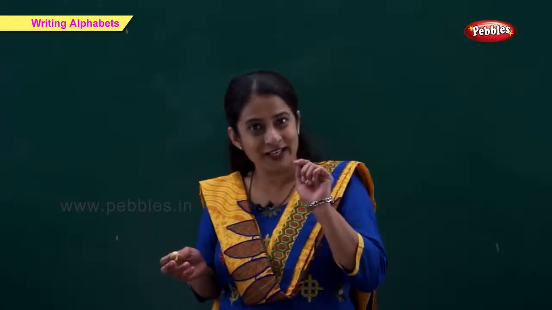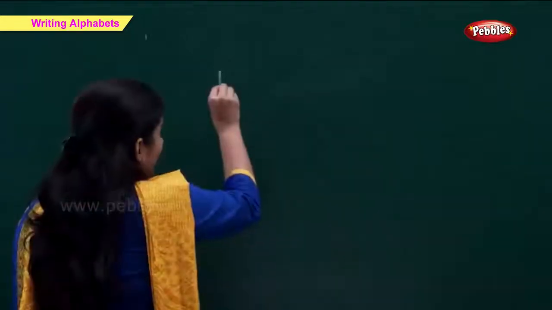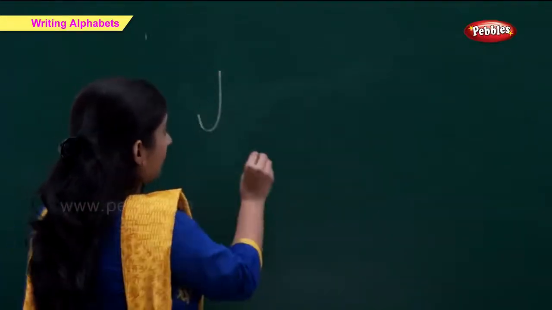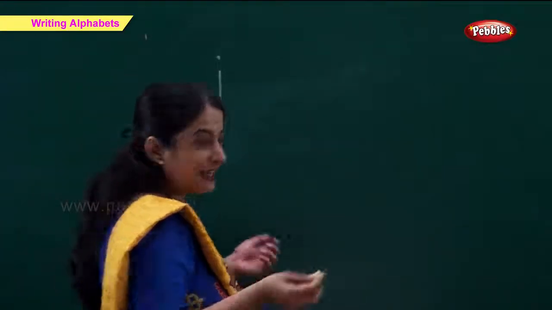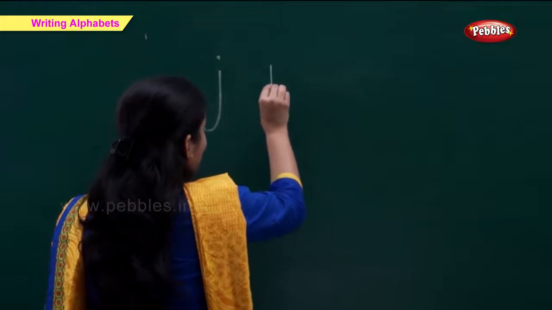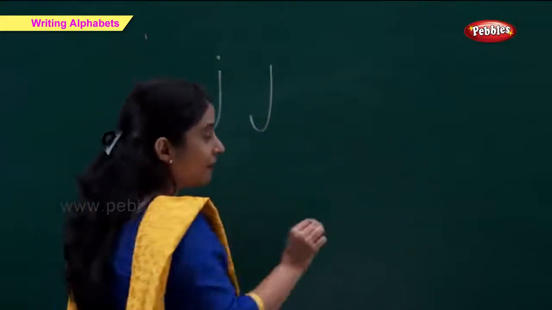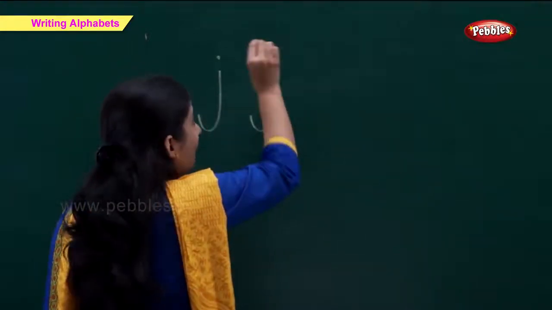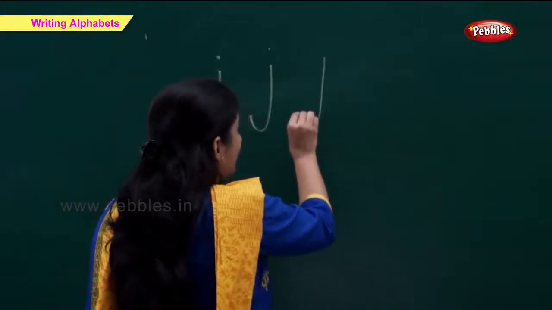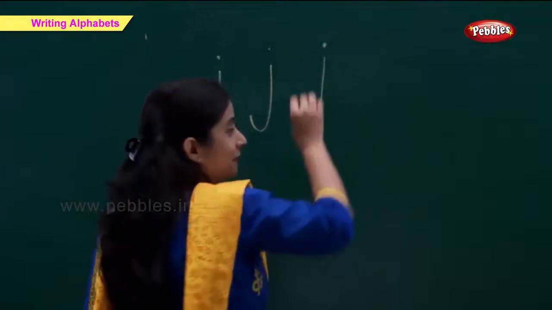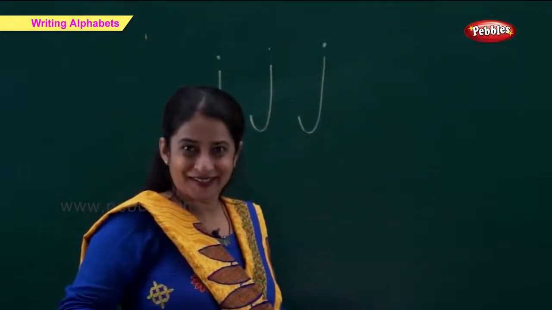Now let's write J. Small j. A standing line with a curve and a dot makes small j. Again, a standing line with a curve and a dot makes small j.